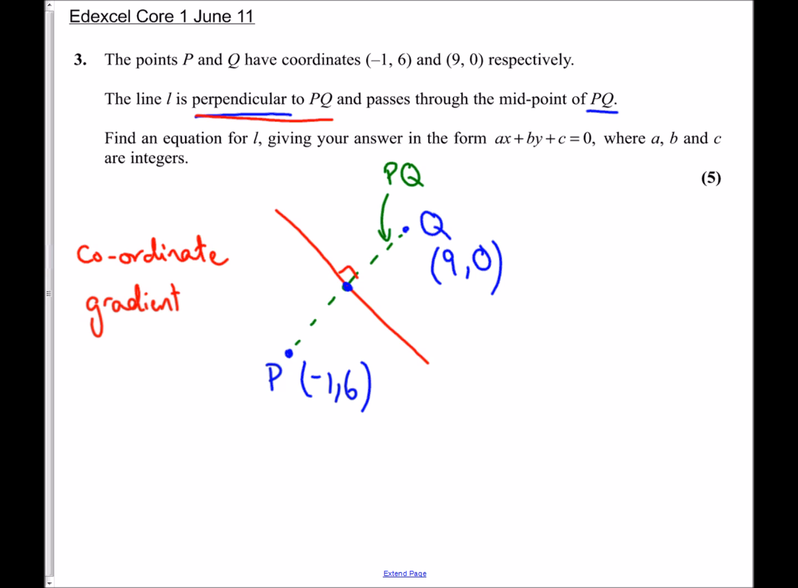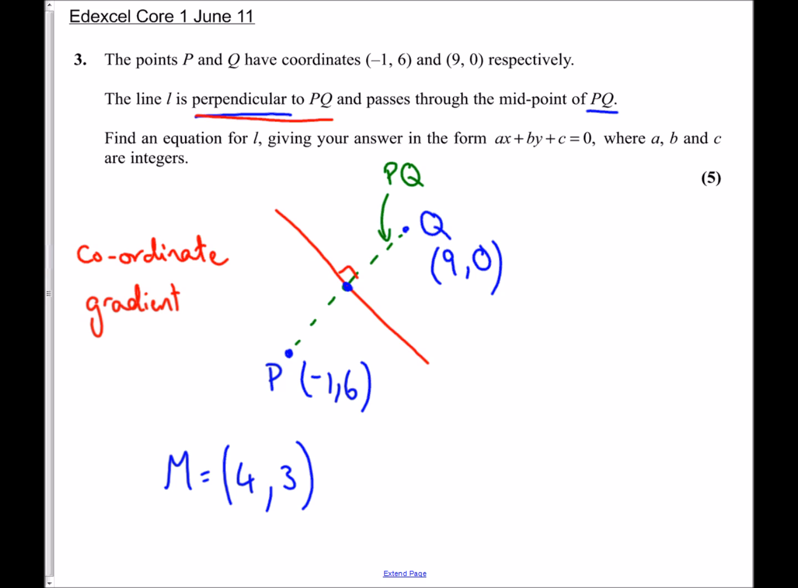Well, we know that M, the midpoint, is going to be at, well, it's the midpoint of my x coordinates. So I'm going to add my -1 and my 9 together, get 8 divided by 2, and that's 4. And then I'm going to do the same for my y coordinates. So 6 add 0 is 6, divided by 2 is 3. So I know that the midpoint of my line is at 4, 3.